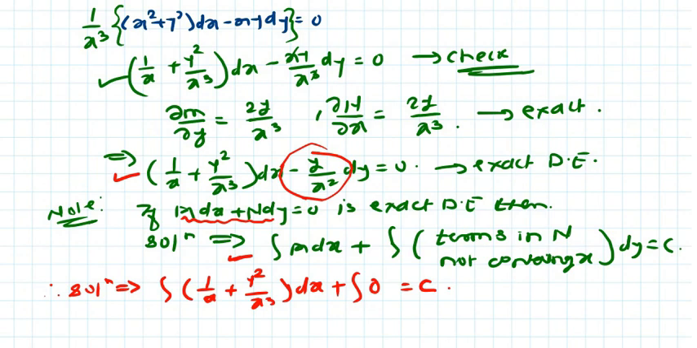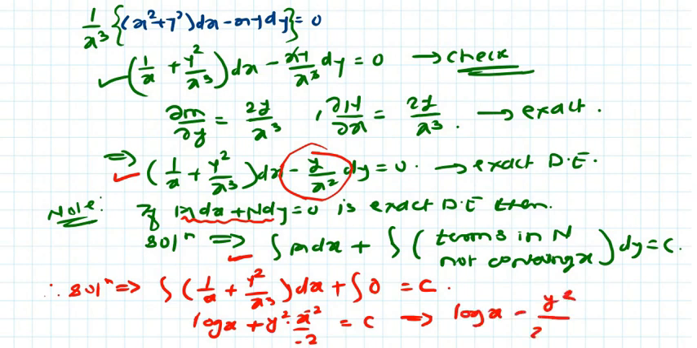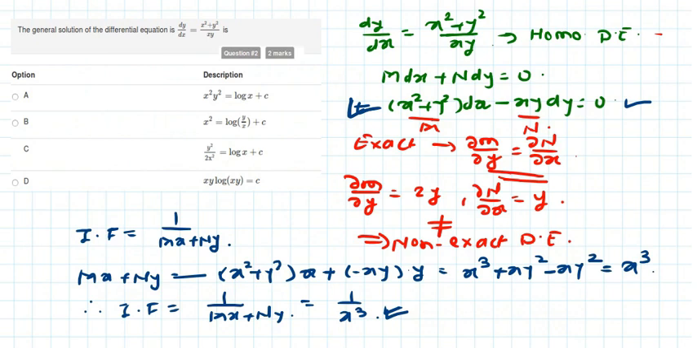So let's solve this. Integration of this will be log x plus y square into x raised to minus 2 upon minus 2, equal to constant. So again this will be log x minus y square upon 2x square equal to constant. So this should be your solution. Let's check out the options. If you observe here, you will see this is the familiar option. So option C is correct.